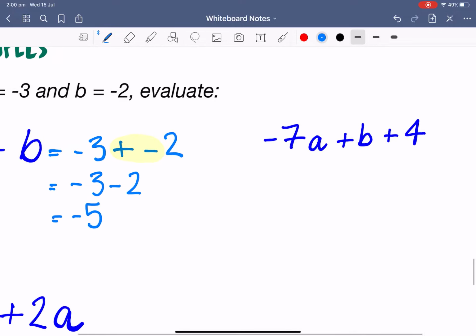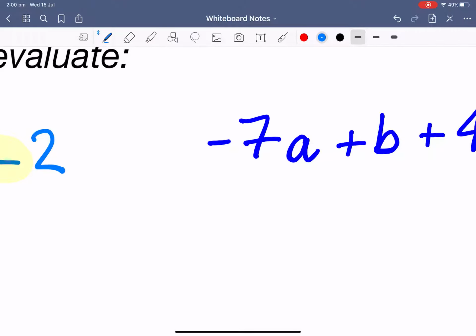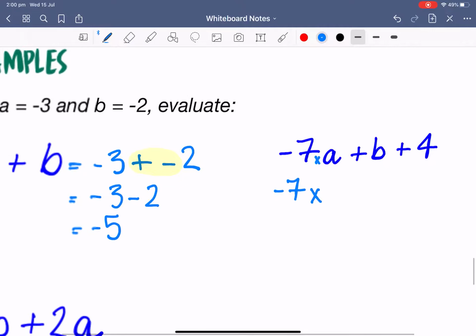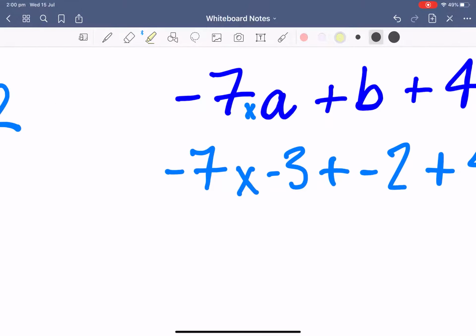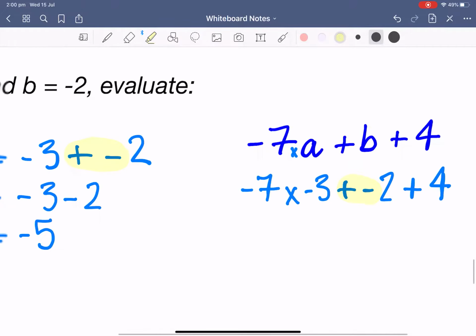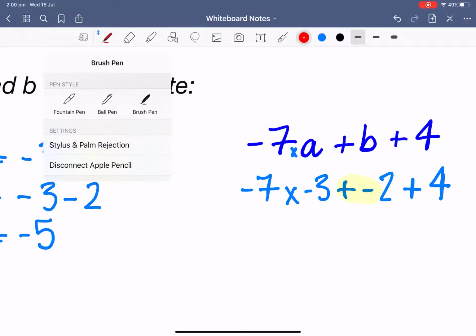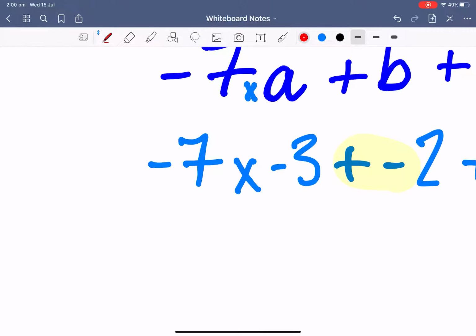Let's do a harder one. So -7 times, because we're timesing, remember, if they're just next to each other, it's the same as the times. So -3 plus -2 plus 4. Now I can see some symbols, the positives and negatives next to each other, so I'm going to highlight them just quickly.